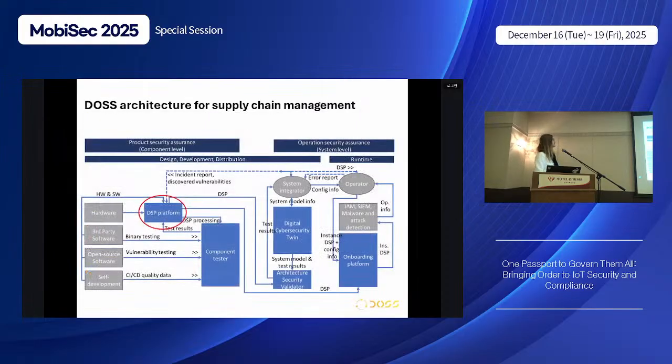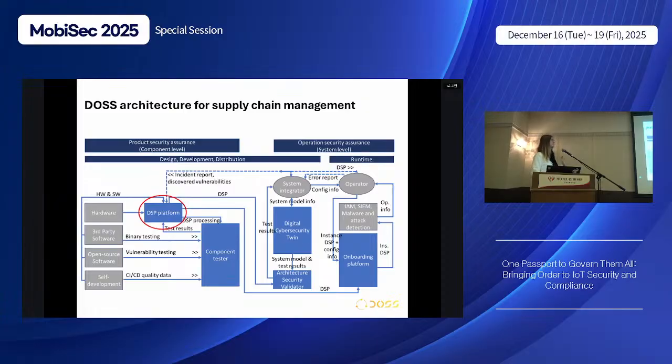The first one is DOS. DOS is focused on the supply chain management, and the idea is that we have some testing that we are applying over the device before it goes to the runtime, and we have also components that are focused on providing this onboarding over the operational platform. Well, here, the most important component related to the passport is the DSP platform in red. And this platform is in charge of managing all the information of the passport and providing access to all the components of the DOS architecture and also to the different actors, to the manufacturer, the operator, and integrator.